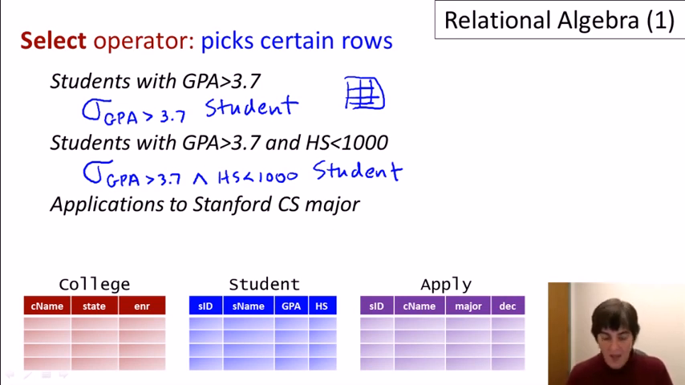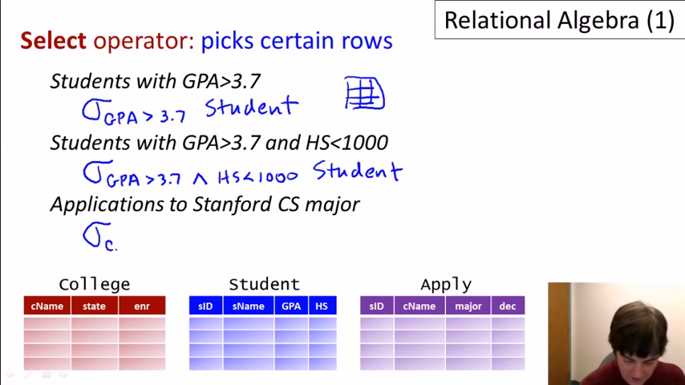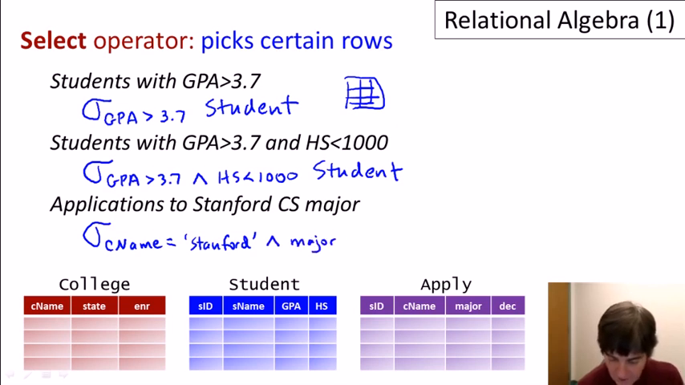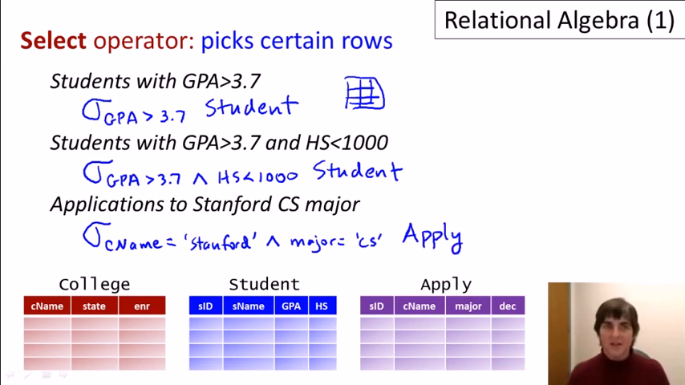And once again, the result of that will be a subset of the student relation containing the rows that satisfy the condition. If we want to find the applications to Stanford for a CS major, then we'll be applying a selection condition to the apply relation. Again, we write the sigma, and now the subscript is going to say that the college name is Stanford, and the major is CS, again, the AND operator, and that will be applied to the apply relation. And it will return, as a result, a subset of the apply relation.